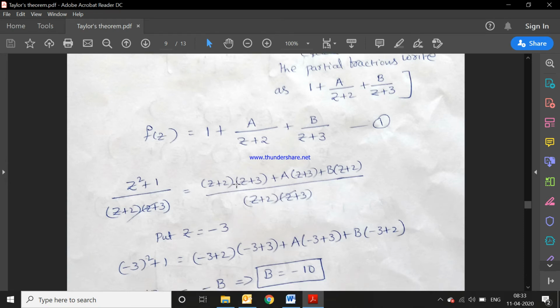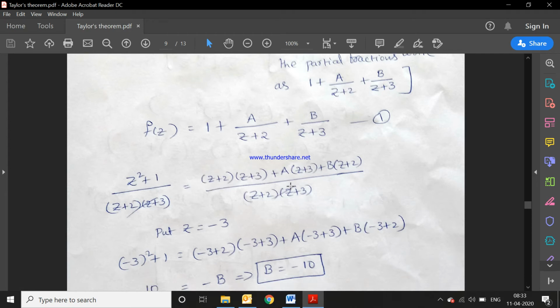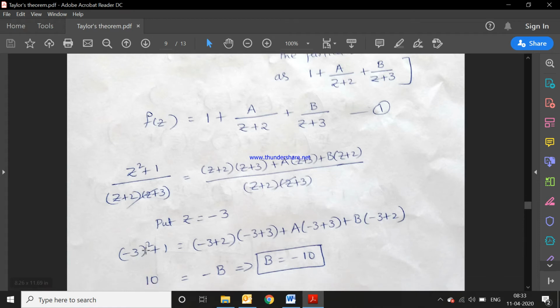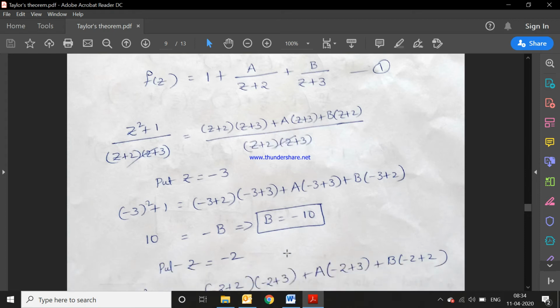If you substitute minus 3, then the first term is completely 0, and the second term is also minus 3 plus 3, 0, plus b into minus 3 plus 2, which is minus 1, so minus b equals, you can substitute in the LHS part also, that is z square plus 1, minus 3 whole square plus 1, 10. So b value is minus 10.